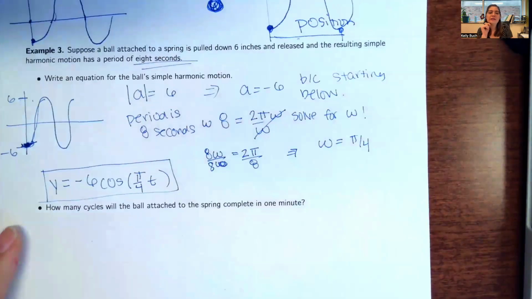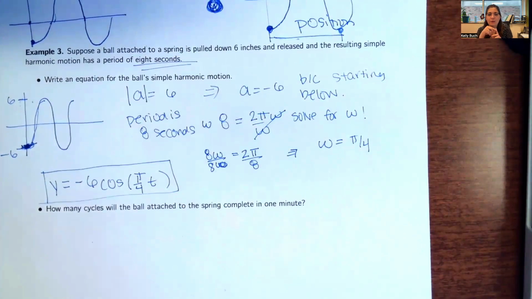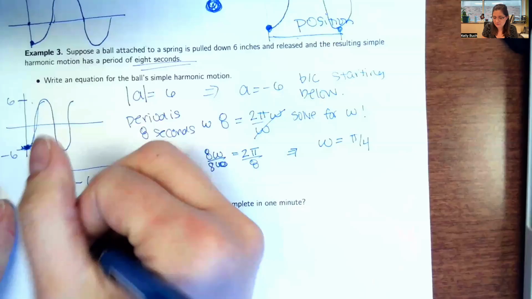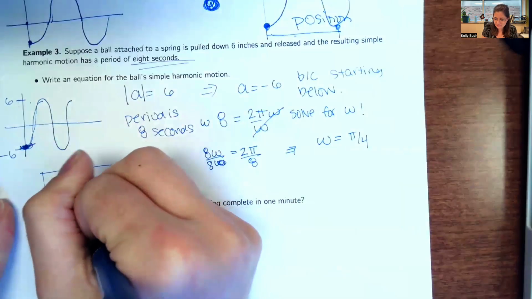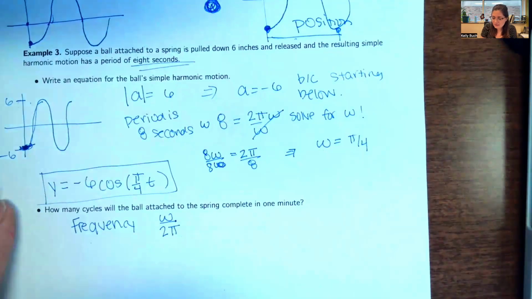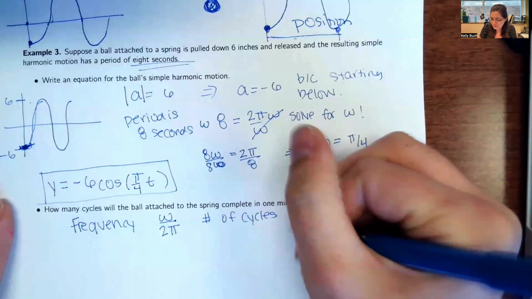All right. Another thing that we could think about here is how many cycles will happen in 1 minute. So how many times will it go up, down, up, down, up, down in 1 minute if it takes 8 seconds to do one cycle? What I might do to think about this is go back to the frequency. We defined on the top that the frequency, which is omega over 2 pi, is the number of cycles per unit time.